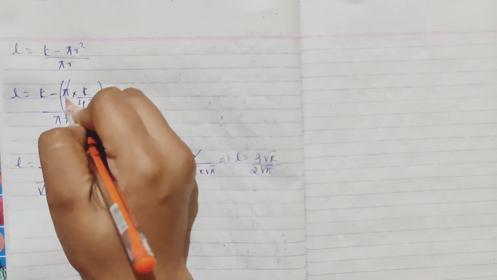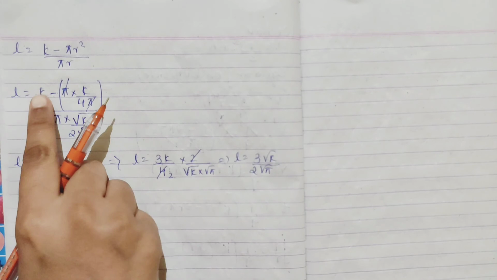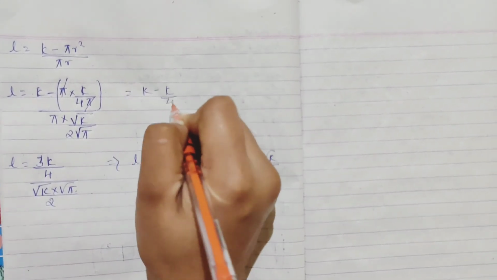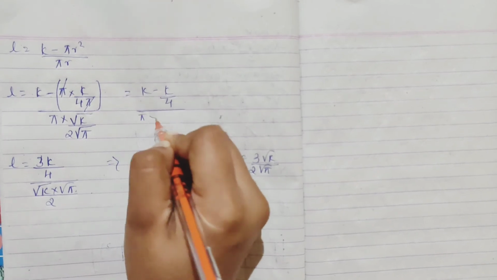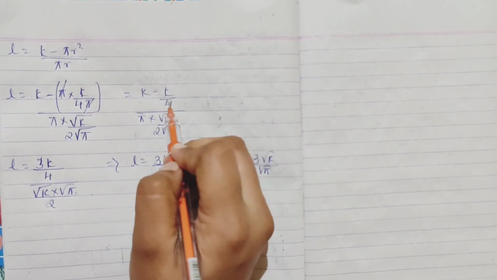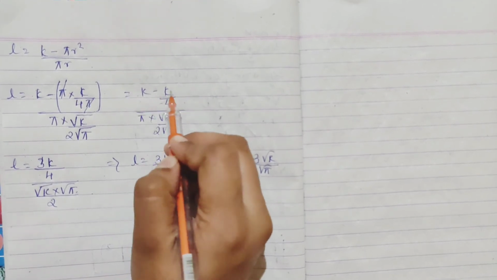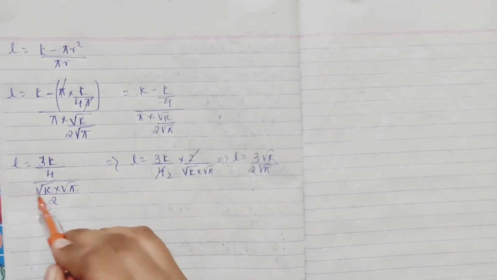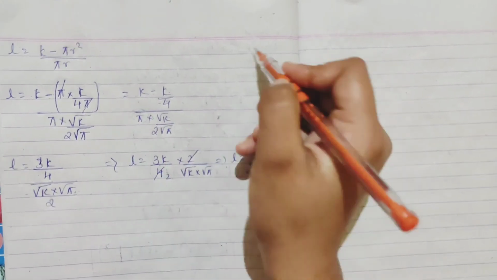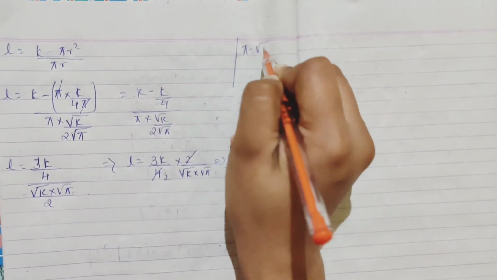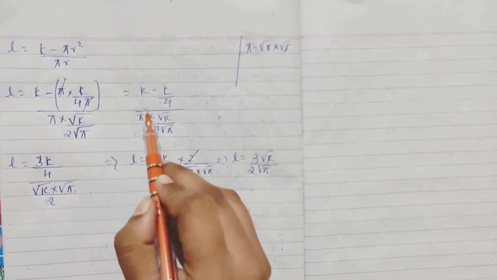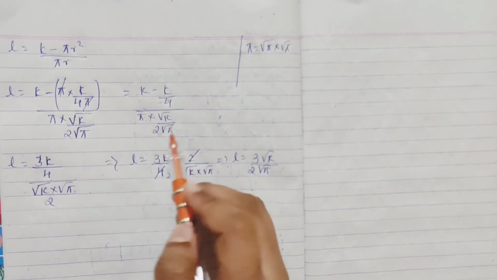So this π cancels. You'll be having k minus k by 4 whole divided by π into root k by 2 root π. So I'll take LCM as 4, then 4k minus k is, you'll get 3k by 4 whole divided by root k. See, here it is π, so how can you write π? When it is a single term in root, root π into root π is your π, right? So here I have split it the same way, so one root π and one root π cancels.